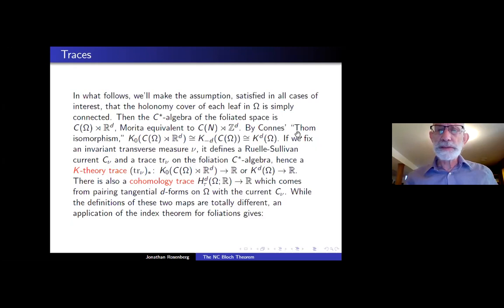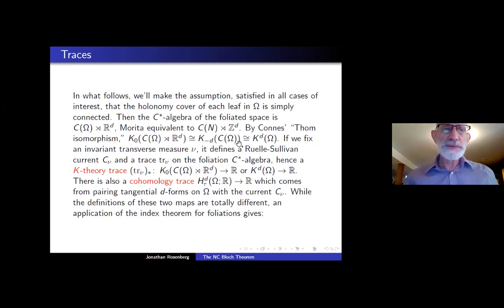And by Connes' Thom isomorphism theorem, if you want to compute the K0 group of this C-star algebra, that is isomorphic to the K-theory of omega, let's say in degree d. All right, the d could be either odd or even, though we're mostly interested in K0 because we want to pair with traces which give linear functionals on K0.